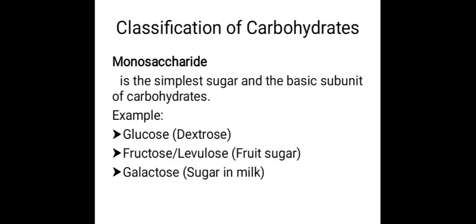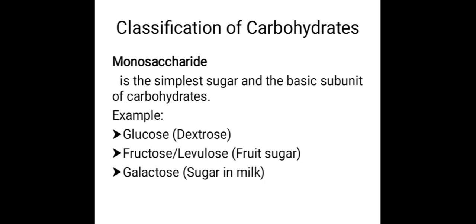Okay, so the classification of carbohydrates. First we have monosaccharide. Monosaccharide is the simplest sugar and the basic subunit of carbohydrates. Always remember the monosaccharide, since they are mono, consist of one saccharide or sugar. That's why they are the simplest or the simple sugar, the monosaccharide. And they are the basic unit of carbohydrates, because the small unit of carbohydrates is the monosaccharide.